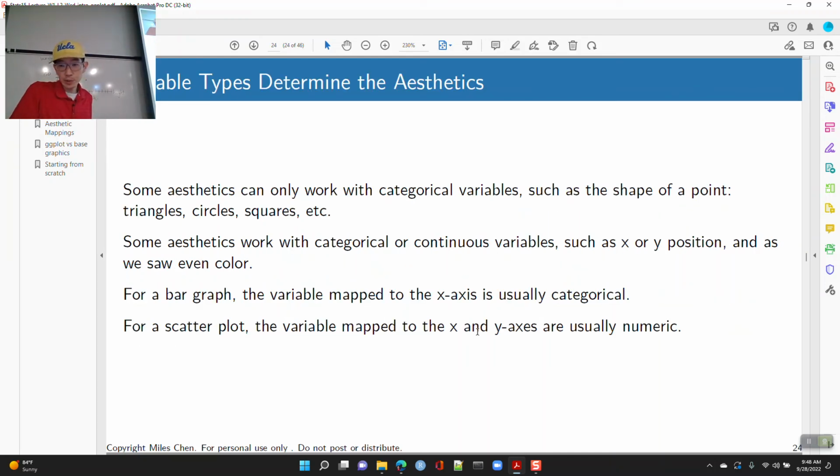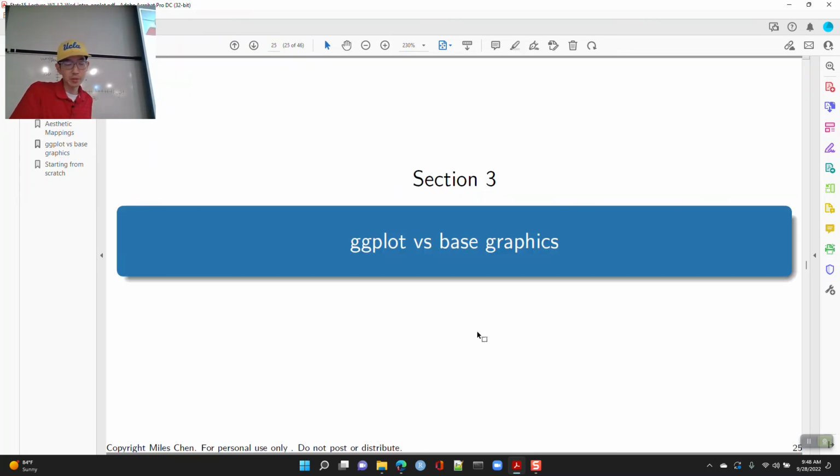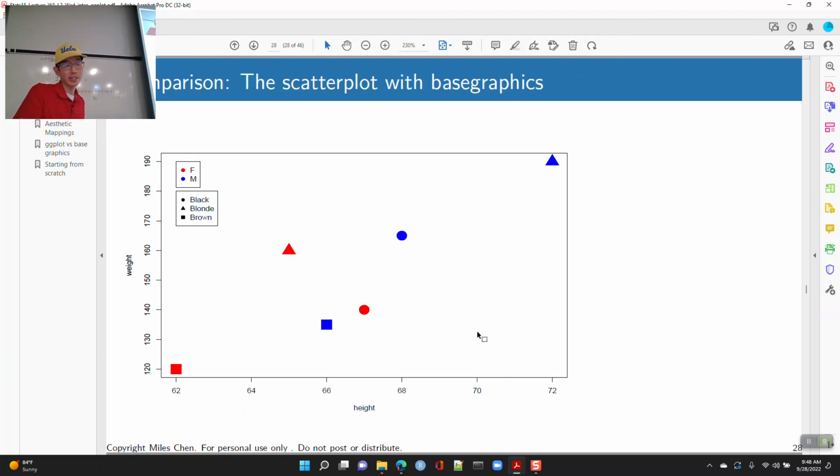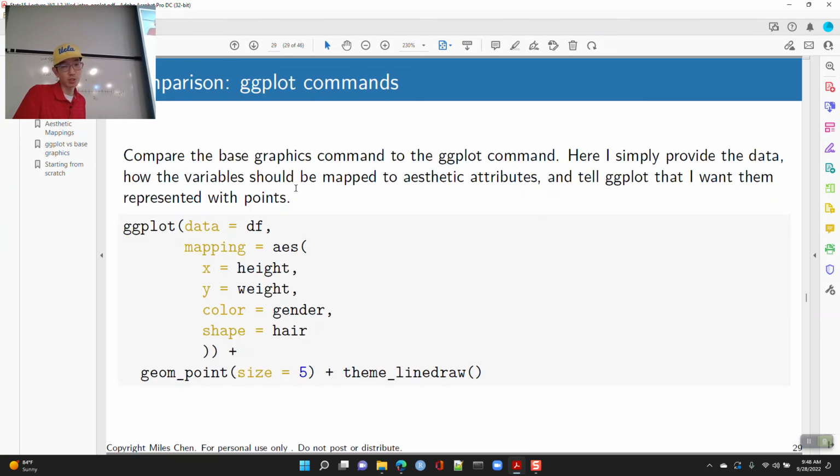I have a few more of these things, and I have to go quickly, so we're going to just skip over this. If you wanted to create a similar plot using base graphics, it's a lot more work. And if you ever have to create a legend manually in base graphics, it's a pain. You could do it, but we don't want to.